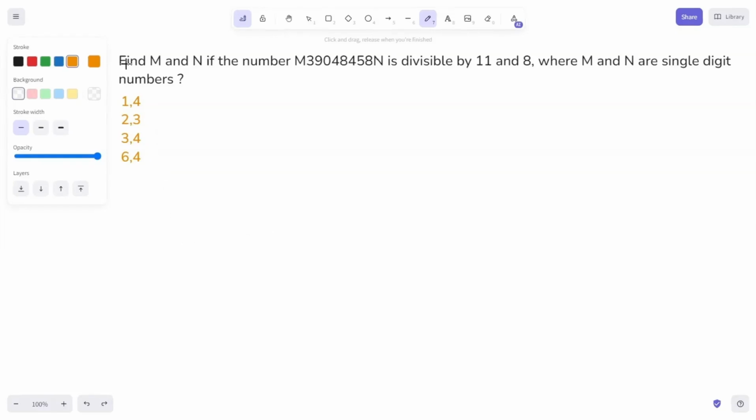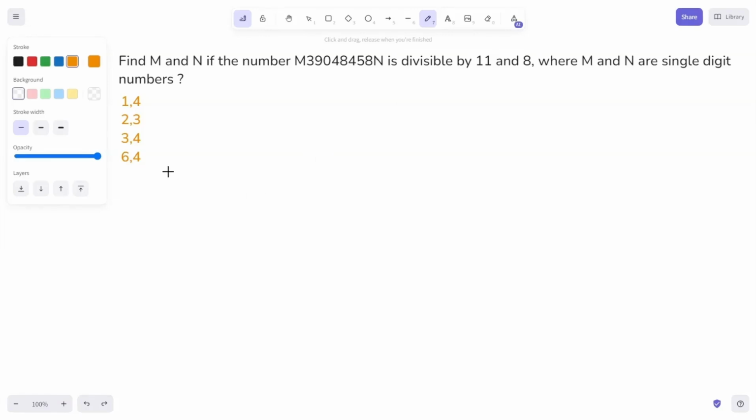So as you can see, this is our question: find m and n if the number m39048458n is divisible by 11 and 8, where m and n are single digit numbers. Basically the question is saying find the value of m and n. When we find the value of m and n and put them into this number, the number should become divisible by 11 and 8. So this is the basic thing. We have to find m and n.